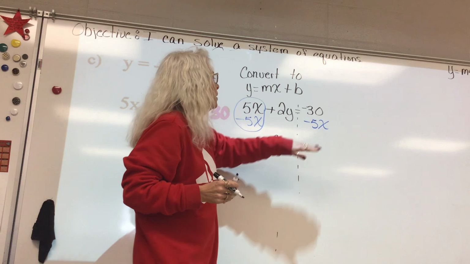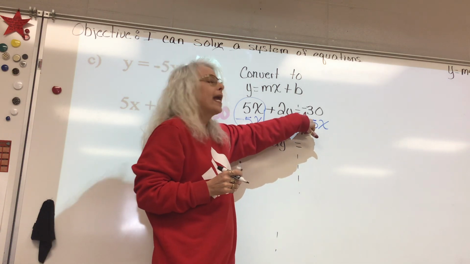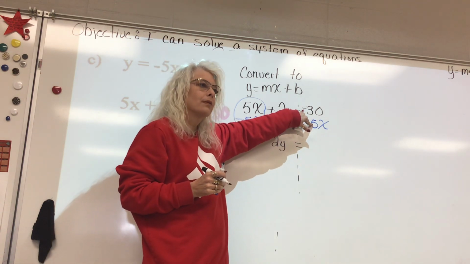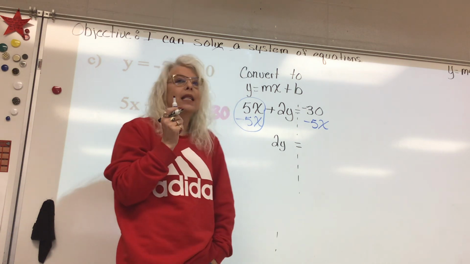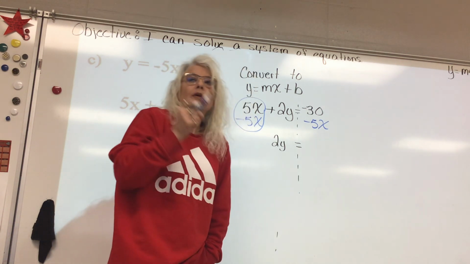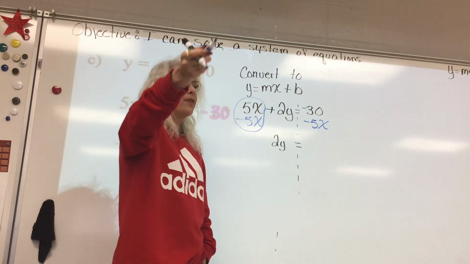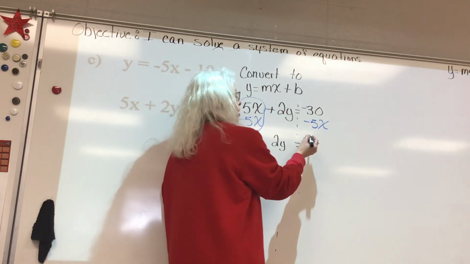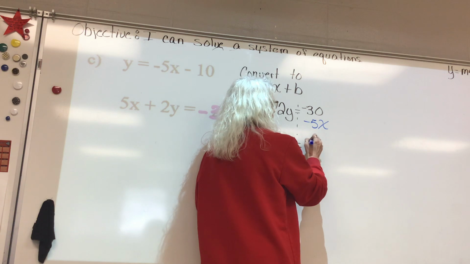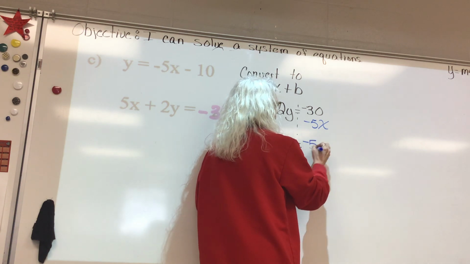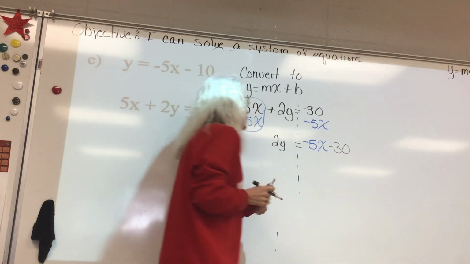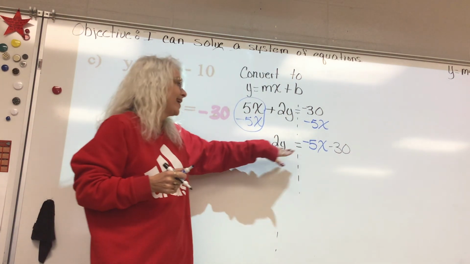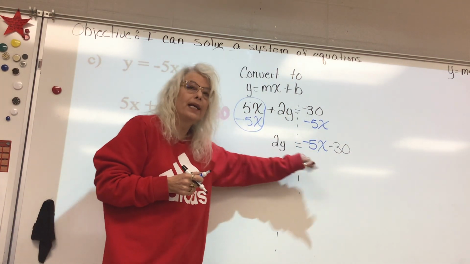Now, can I combine these terms? No. Why? They're not like terms. How do I know they're not like terms? Because negative 30 doesn't have a variable. One has a variable, one doesn't. So I'm going to write them side by side. Now we've got the x moved over here where it was supposed to be.